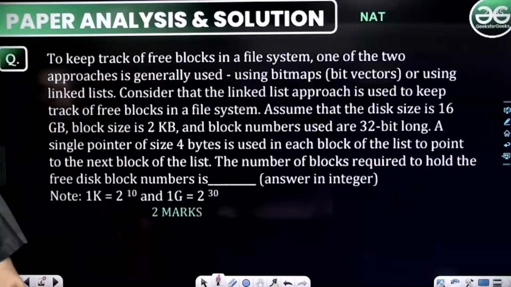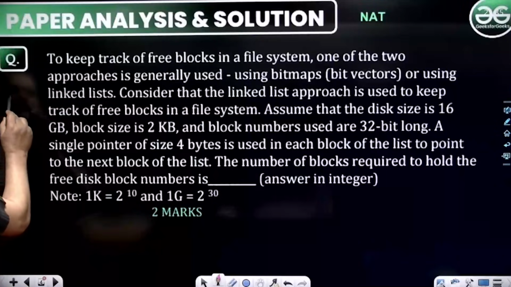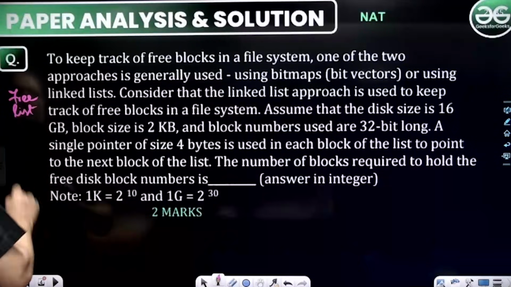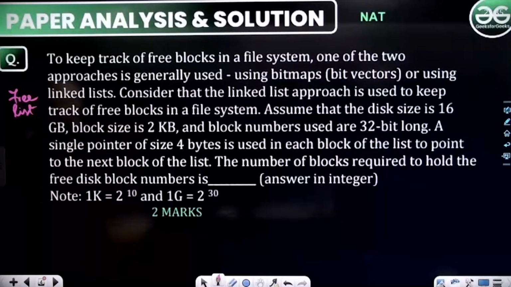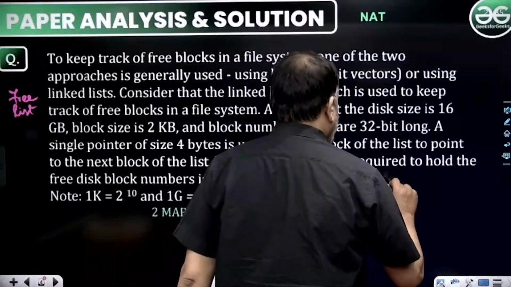Okay, next. To keep track of free blocks in a file system, one of the 2 approaches is generally used, bitmaps or free list. This is called linked list, that is free list. Consider that the linked list approach is used to keep track of free blocks in a file system. Assume that the disk size is 16 GB, block size is 2 KB. So how many blocks will I have? Number of blocks.